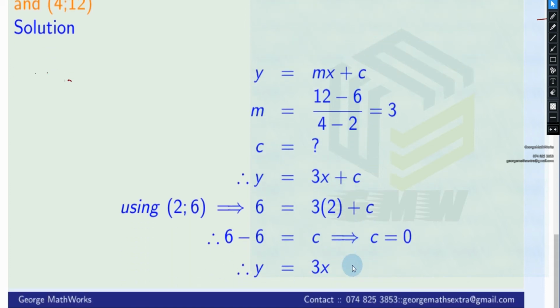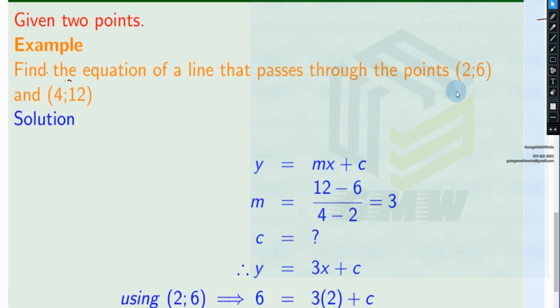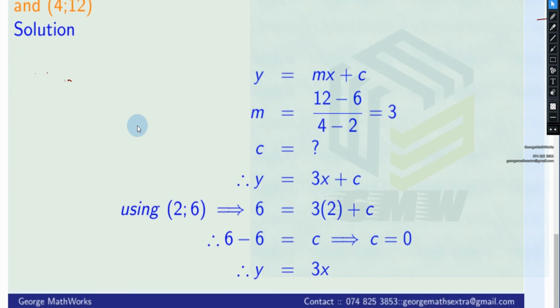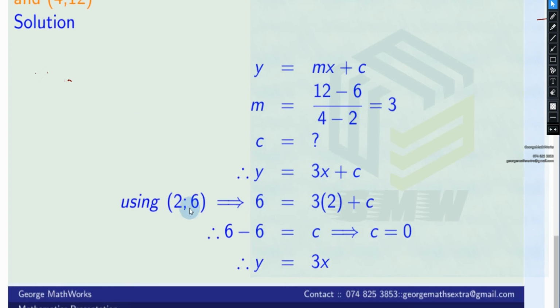Now, at this point, we are more like doing case number 2, where you have the gradient and the point. There are 2 points given, but it is mentioned that the line passes through both, which means both of them can help you get c, and it will be the same answer. So here, again, I used (2, 6). Where there is y, I put 6. Where there is x, I put 2. In the end, I got my c to be 0. Therefore, my y is equal to 3x. That's the equation of the line.